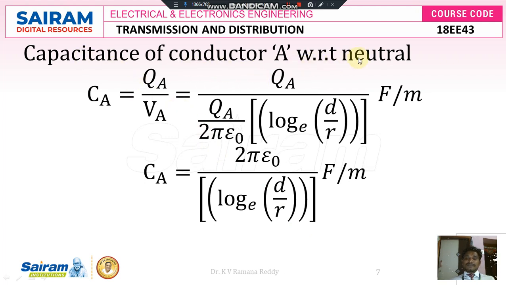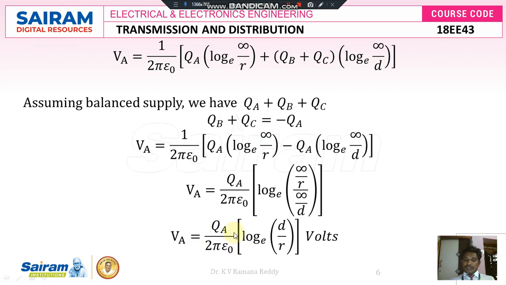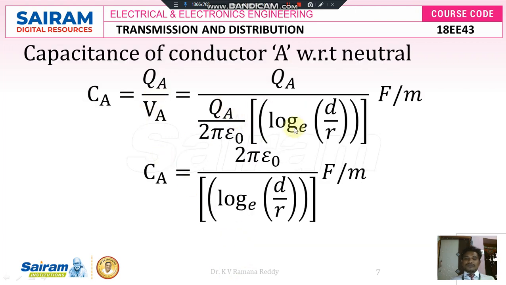Therefore the capacitance of conductor A with respect to neutral, mathematically represented as CA, is equal to QA divided by VA. Numerator QA divided by denominator VA, which we solved just now. Substituting for VA, the function becomes QA divided by QA over 2 pi epsilon naught ln of d by r, in farads per meter. So the simplified equation is CA equal to 2 pi epsilon naught divided by ln of d by r, farads per meter.